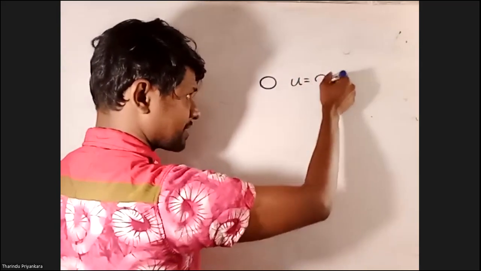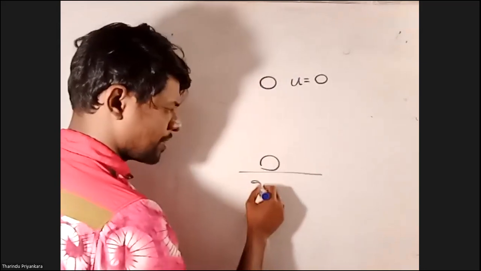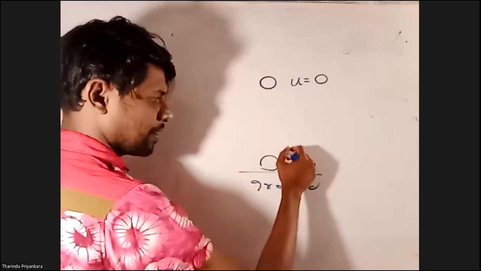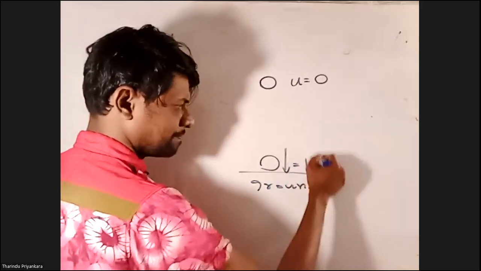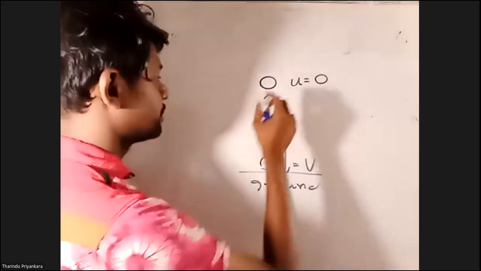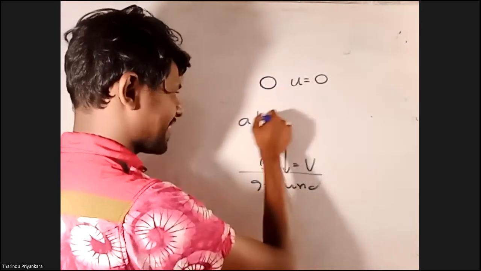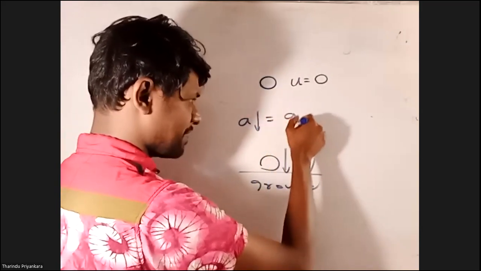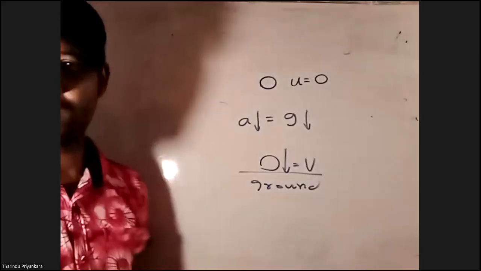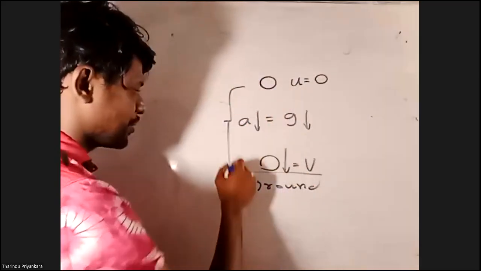u equals 0 here. It may reach the ground at some velocity. That thing we don't know. And the acceleration is downward, which is gravitational acceleration g. And it has reached some height of h.